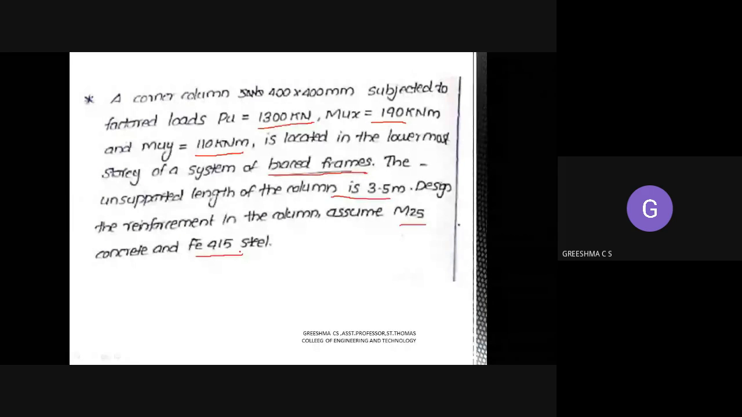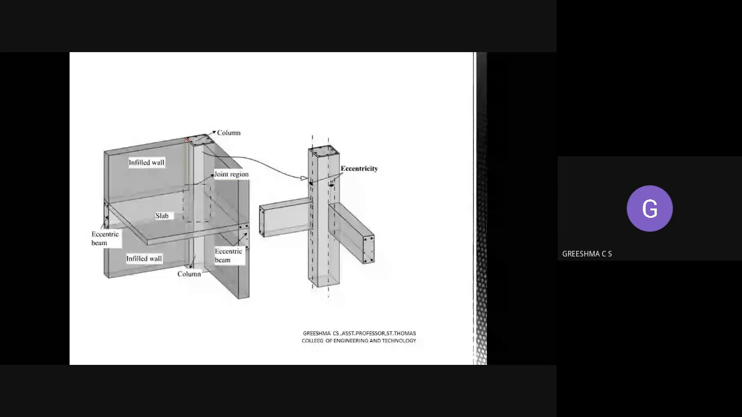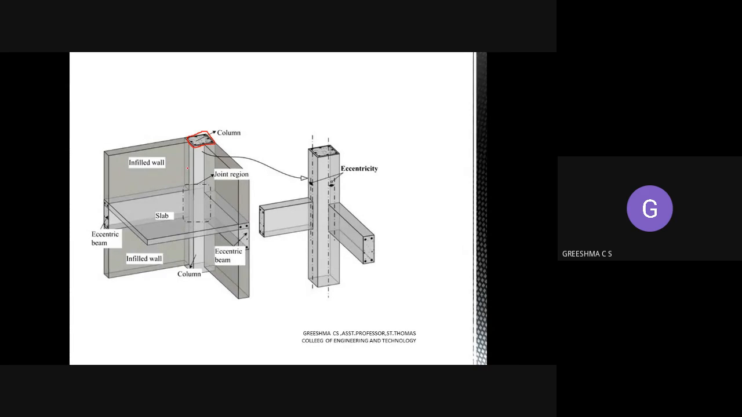Or a building in it. There is a multi-story building, and for the multi-story building, you have to design a corner column. Just like this, you can see in this figure, this is a corner column. Most corner columns will be subjected to biaxial bending. You can see a beam running over here and another beam running in the other direction. So you have to design a corner column like this.